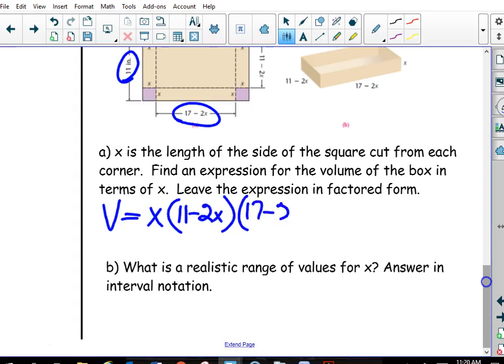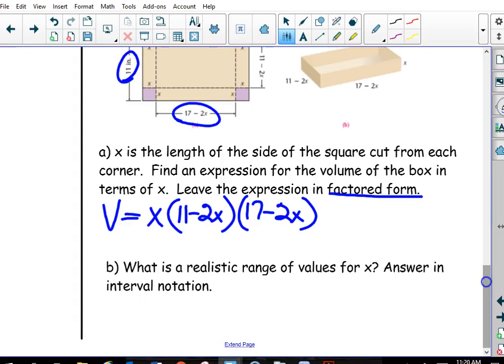And again, you can enter this just like it is. You don't have to do the multiplying. In fact, they ask you to not multiply. All right, what's a realistic range of values for x? Answer in interval notation.